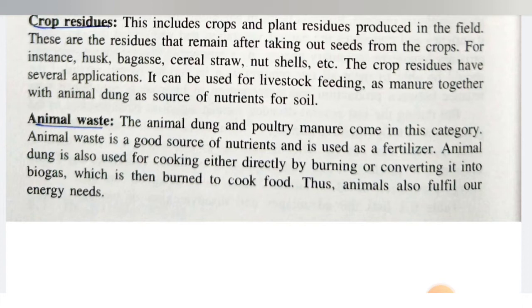That means animal dung can be used for three applications. First one, as a nutrient for the farm. Second application of that animal dung is that we can dry it and we can directly burn it for the cooking application. Or third application, with the help of a biogas plant, we can convert that animal dung into the gas, and that gas we will use for the cooking application. So those are some applications of the animal dung. And for the poultry manure, that poultry manure is used for the nutrient for the farm, and it is then burned to cook the food. Thus animals also fulfill our energy needs. That means the waste from the animal also fulfills the energy needs of human beings.